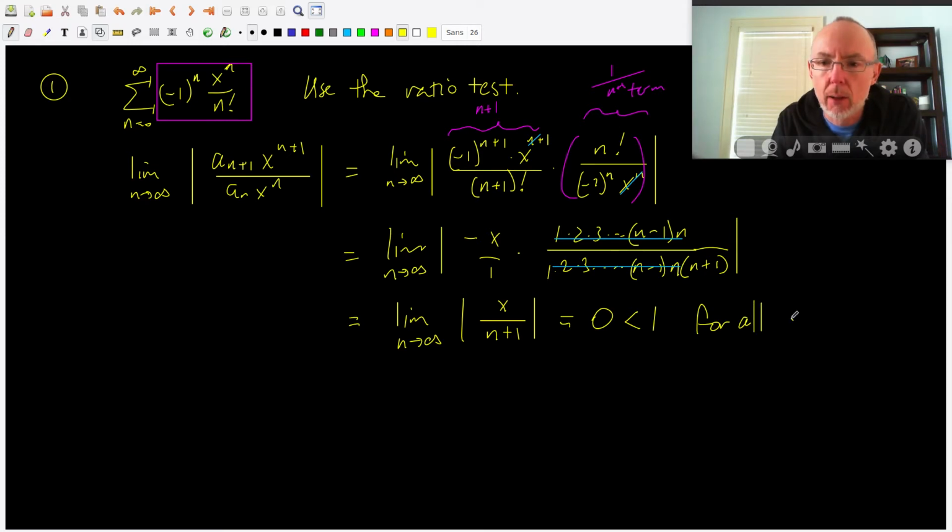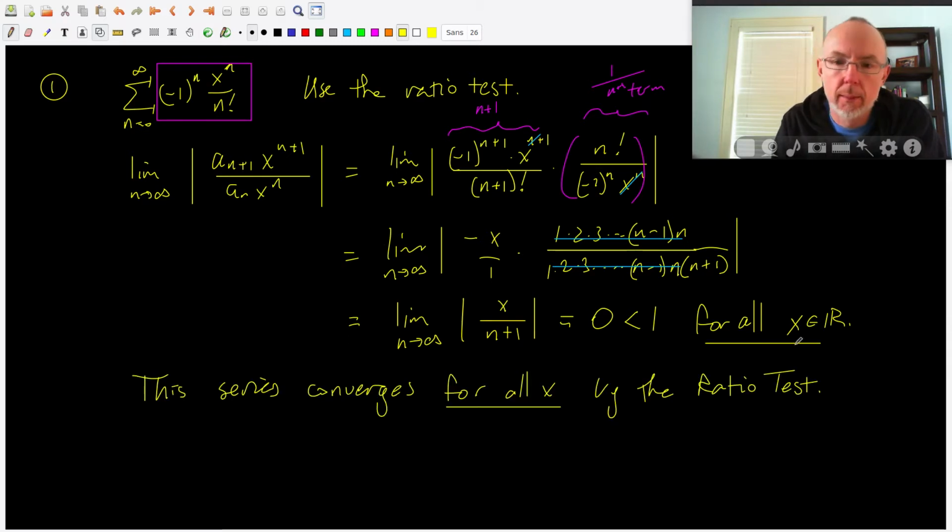It doesn't matter what value of x I give you, as long as it's a real number. So for all real numbers x, this is less than 1. And so by the ratio test, this series converges for any value of x, right? Because the condition in the ratio test is that this limit is less than 1. And this limit is always 0. For any value of x, it's 0.